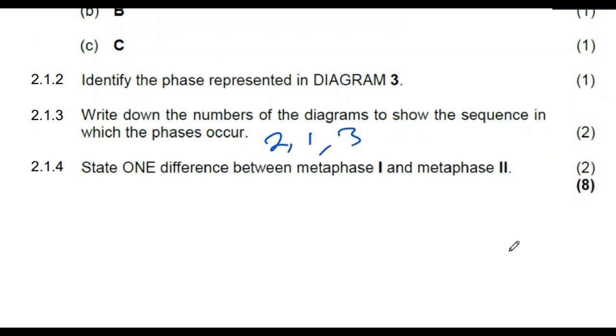One difference between metaphase one and metaphase two: in metaphase one, the chromosomes are aligned along the equator in homologous pairs, while in metaphase two, chromosomes align along the equator singly. Individual chromosomes are the ones which align along the equator. So that is the major difference.